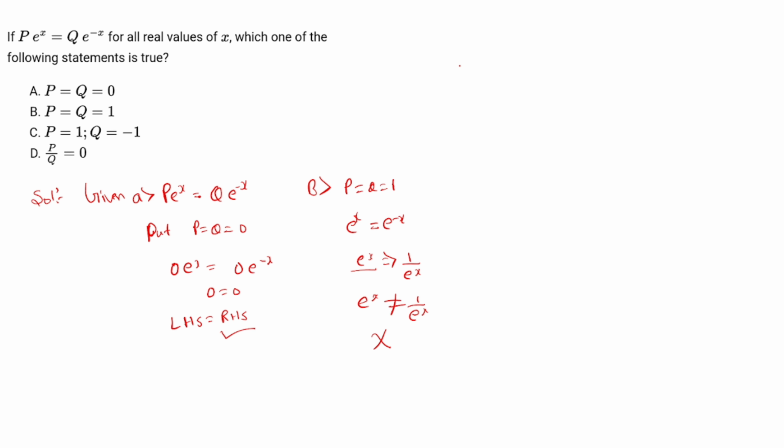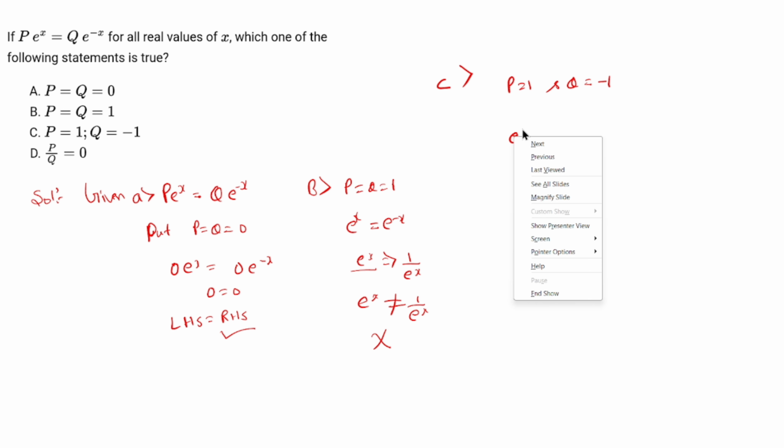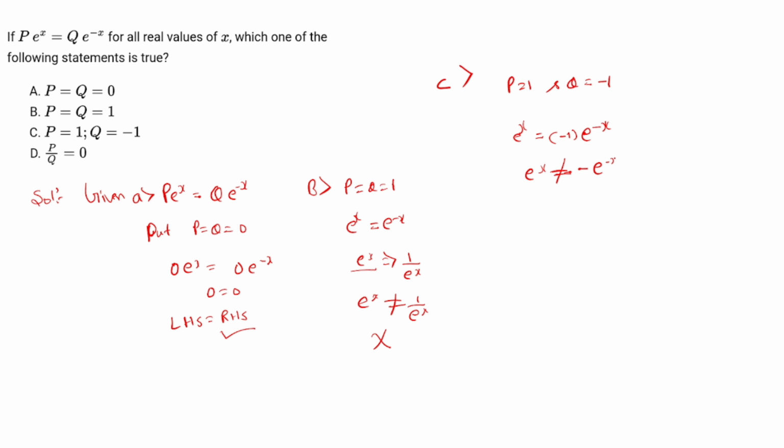Come to the next option: if p equal to 1 and q equal to minus 1, then we get e to the power x and minus 1 times e to the power minus x. So e to the power x is not equal to minus e to the power minus x. So this option is also not correct.